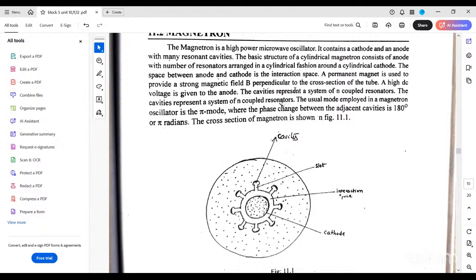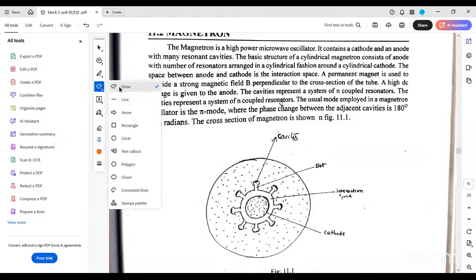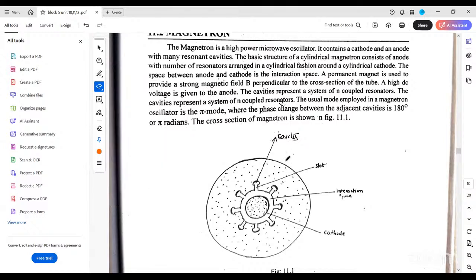Draw the diagram in the book. Keep the heading and draw the diagram. That complete total outer circle. What is the outer circle? Anode. The outer circle is anode. Inside, we have one more circle. This inner circle is called cathode. The inner circle is cathode.